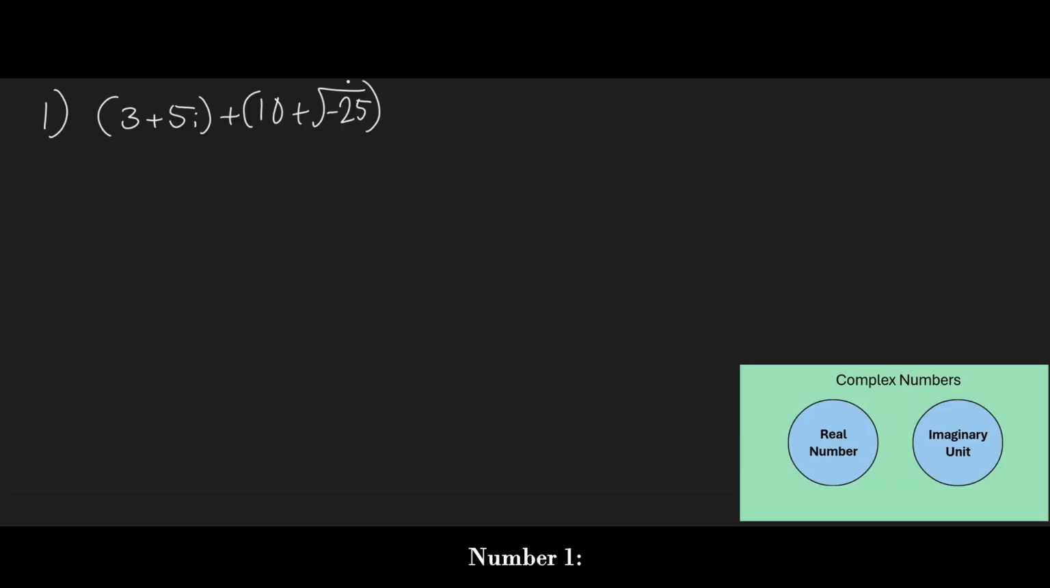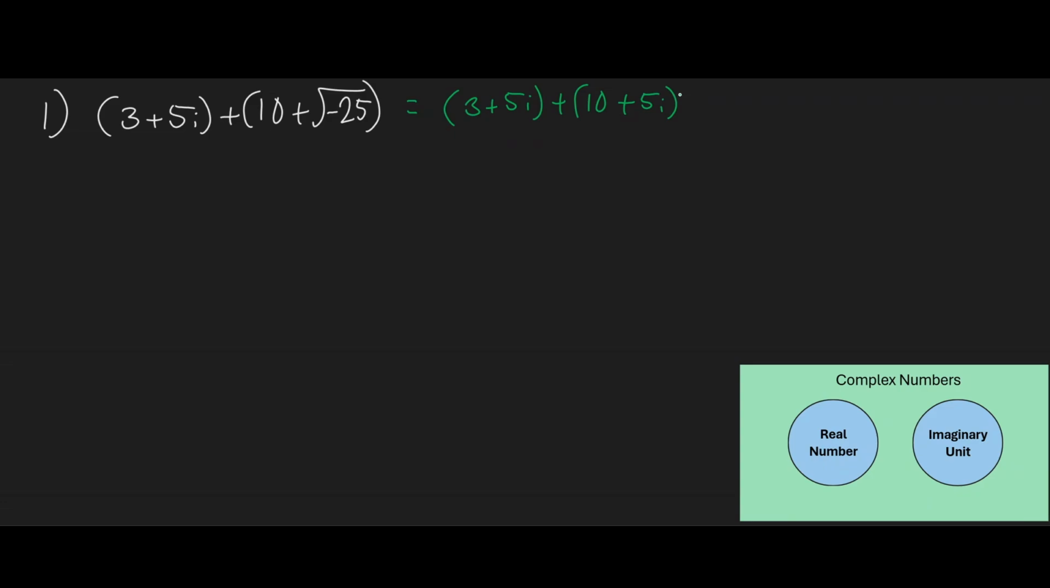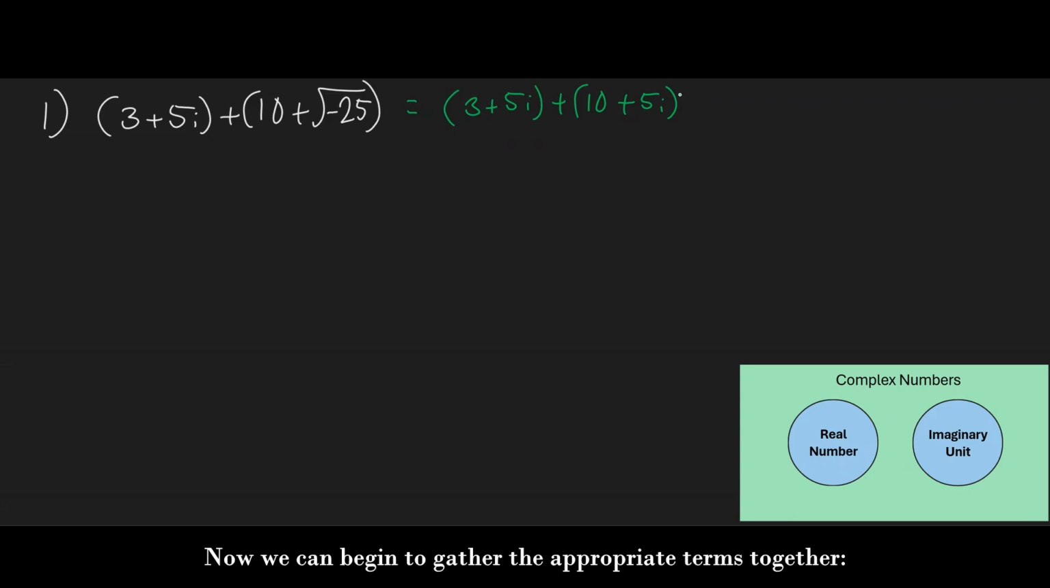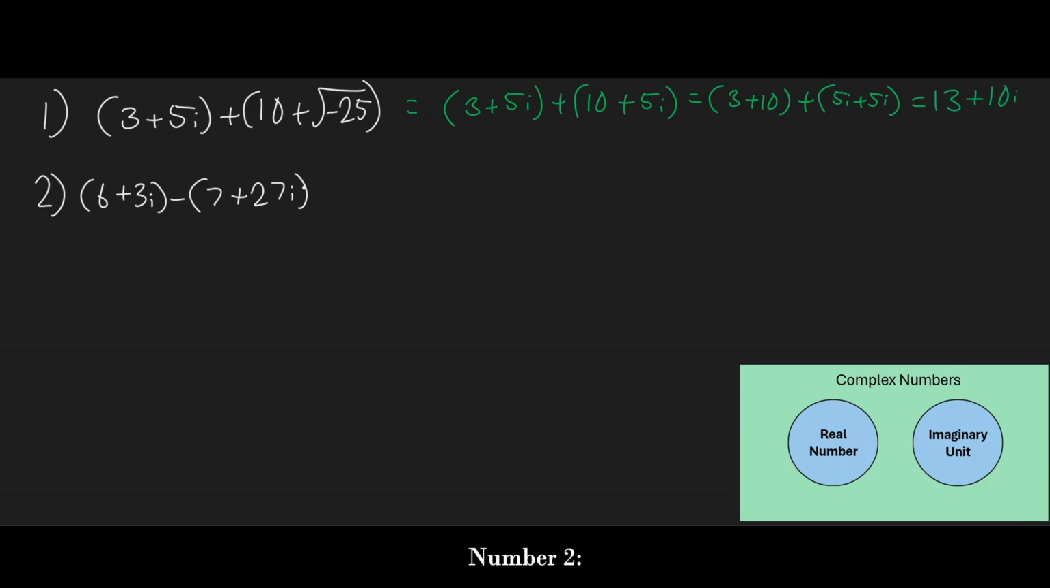Number 1, 3 plus 5i plus 10 plus the square root of -25. Notice that before we can begin adding, we have to deal with the negative square root. 3 plus 5i plus 10 plus 5i. Now we can begin to gather the appropriate terms together. 3 plus 10 plus 5i plus 5i. Now that everything is together, we can simplify. 13 plus 10i.